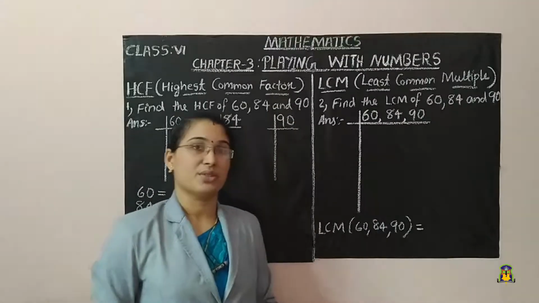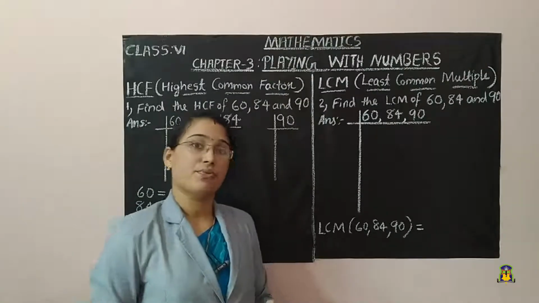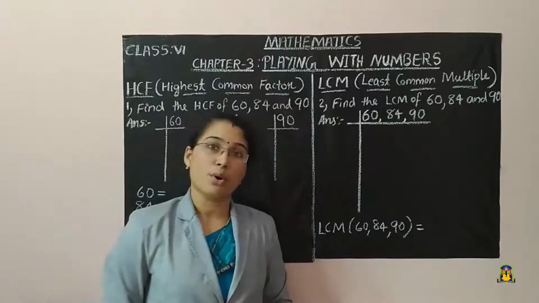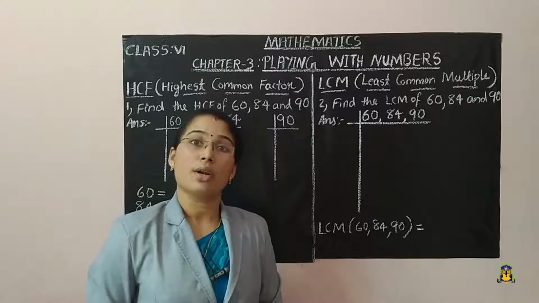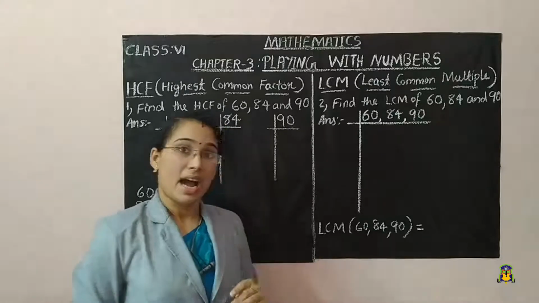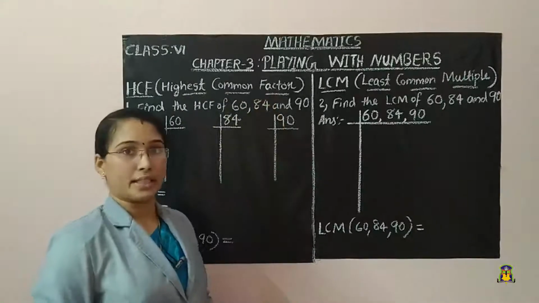Today we are going to discuss HCF and LCM of numbers. First we can discuss HCF. HCF of two or more given numbers is the highest or greatest of their common factors. What is that? Highest or greatest of their common factors.